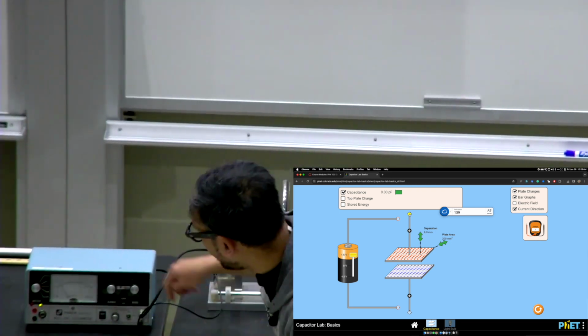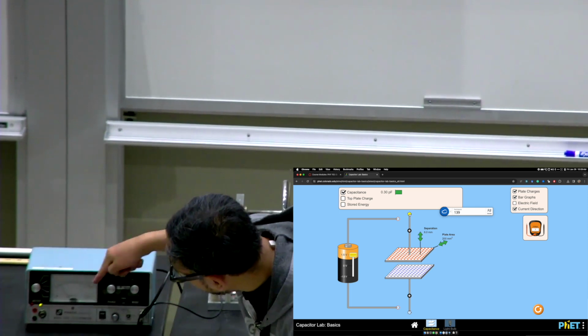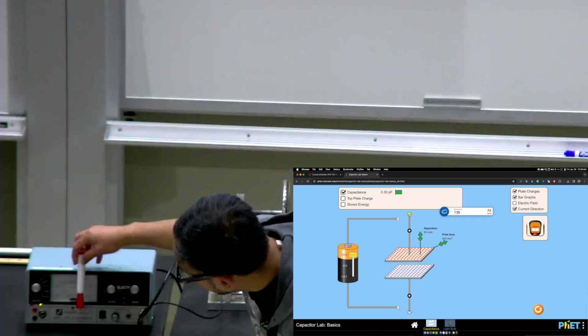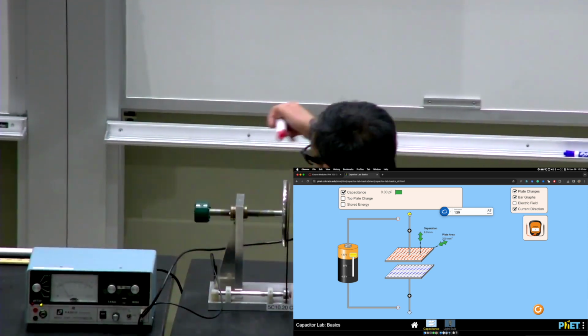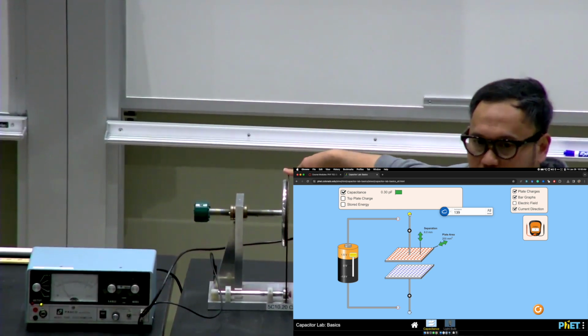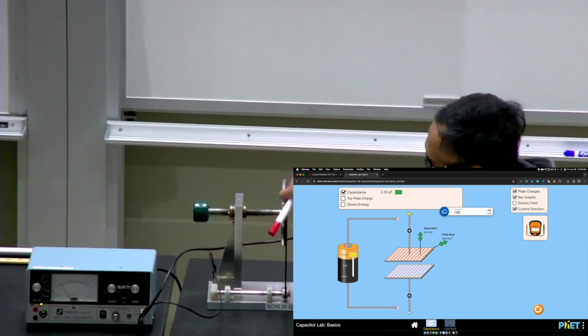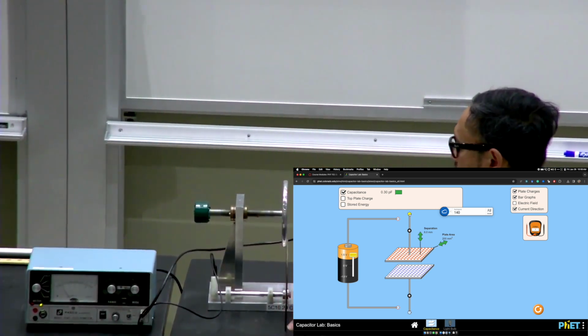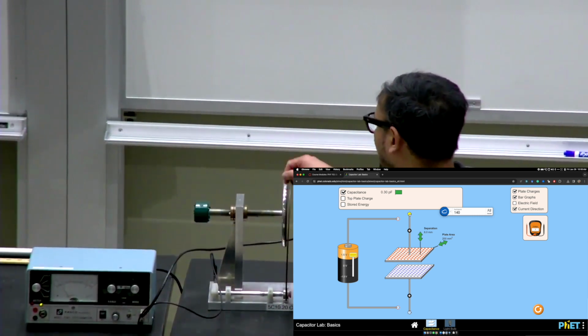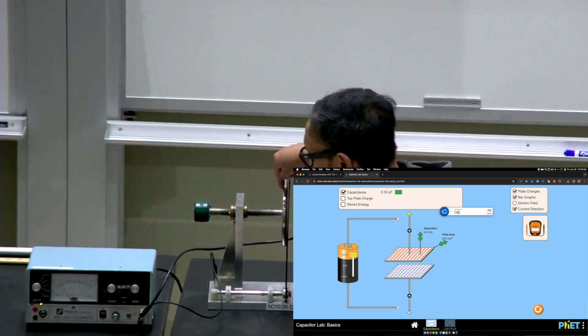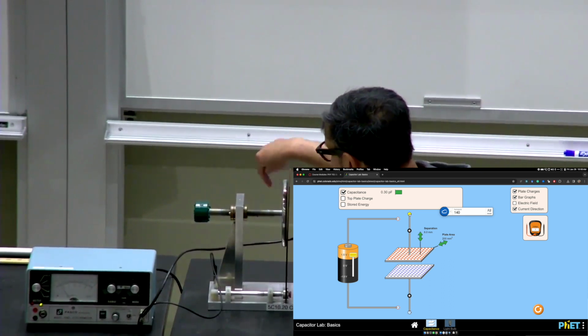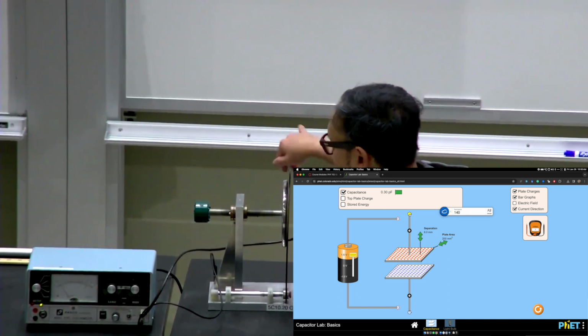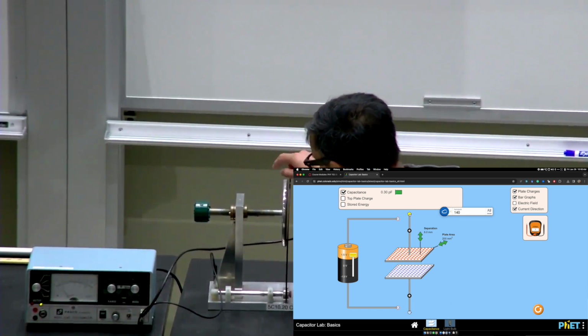So now the voltage goes to this one. So initially it was like this, high voltage. Now the voltage is low. So what happens if I remove the dielectric? It goes back. It doesn't go back. I think I know why, because I accidentally touched it. So the charge jumped from one plate to another plate. I shouldn't have done that.